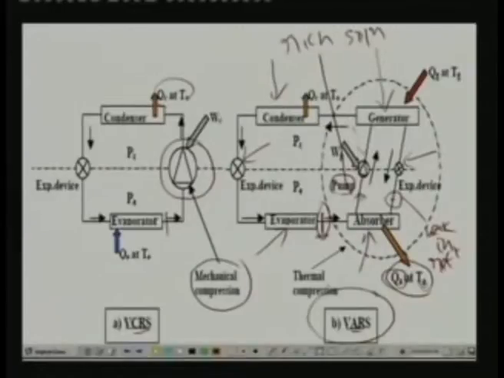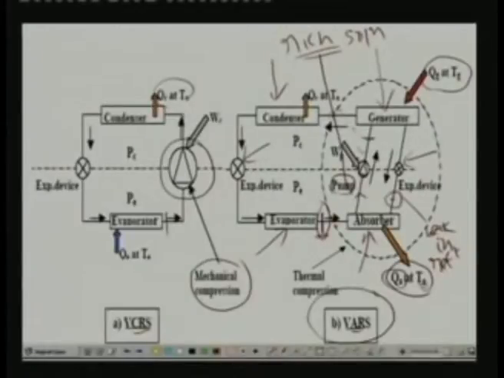Okay, a solution pump is used to compress the liquid from the absorber to the condenser pressure. Now at this point you have high pressure liquid. This high pressure liquid goes to the generator. In the generator, heat is supplied at high temperature. When you supply heat at high temperature to the rich solution, refrigerant vapor is generated.